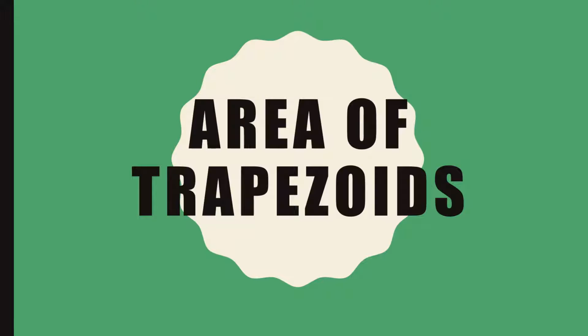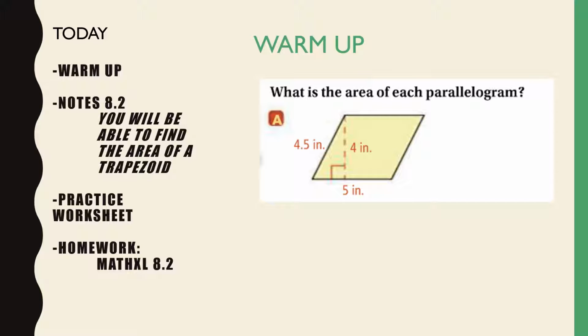Everybody, today we're going to go ahead and work on the area of trapezoids. So to get started, I would like you to copy and complete this warm-up. I want you to find the area of the yellow parallelogram. So go ahead and pause the video for a second, sketch it, and find the area, and when you're ready, hit start, and we'll go over the answer.